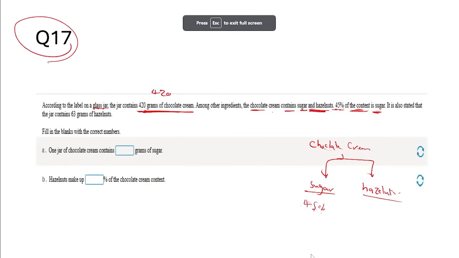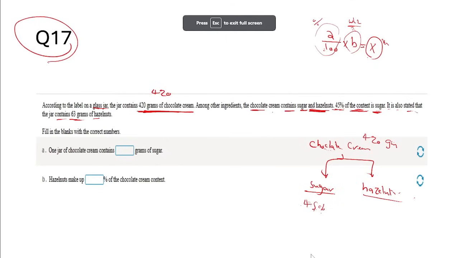When I get the percentage, you remember the equation which I told you before? A divided by 100 multiplied by B equals X. A is the percent. B is the whole number. X is the value of the percent from the whole number. Okay? Here it's also stated that the jar contains 63 grams of hazelnut. So this one is 420 grams.